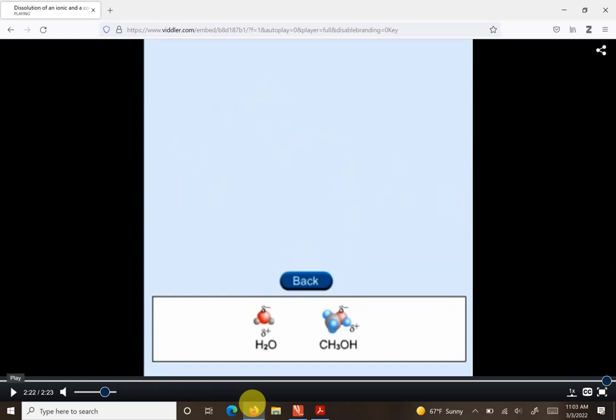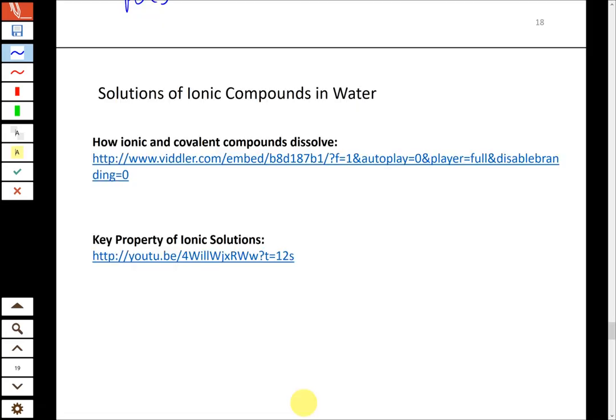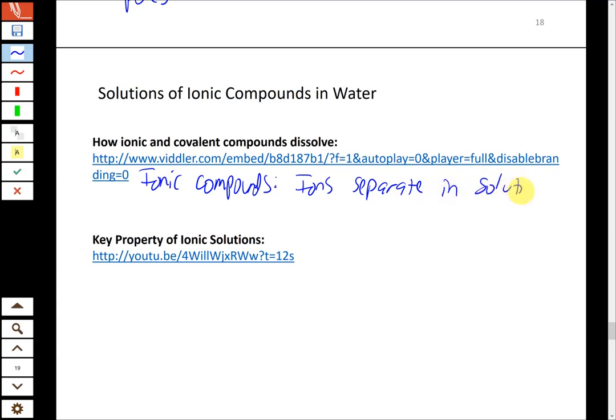All right, so we got through that without crashing, so let's go back and write a quick summary of what we saw there. So in ionic compounds, the ions separate in solution. Again, the positive and negative ions go their separate ways and are both surrounded by water molecules and pulled into solution. In covalent compounds, there's no bond breaking when you dissolve it in water.